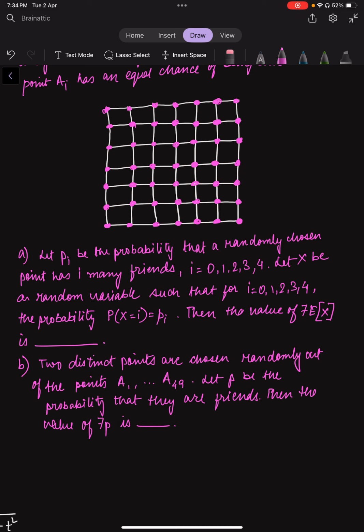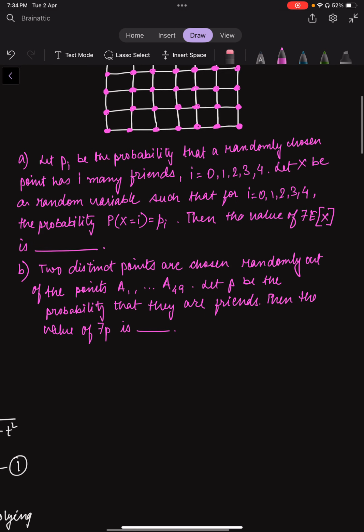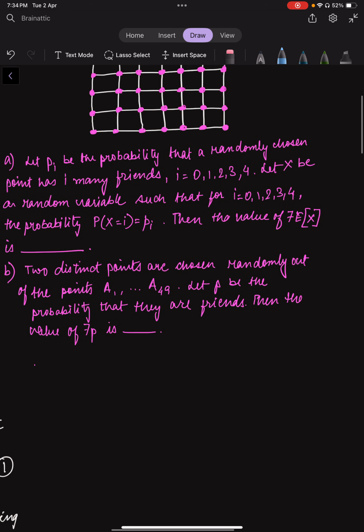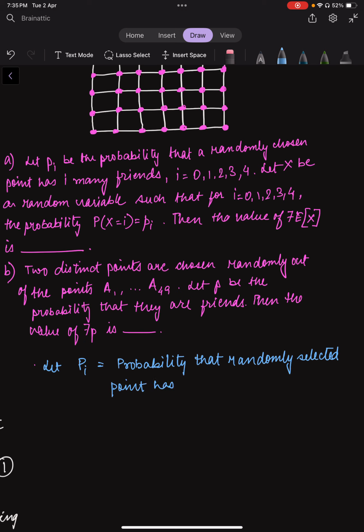So to begin solving this problem, we will say, let p_i be equal to the probability that a randomly selected point has i friends.